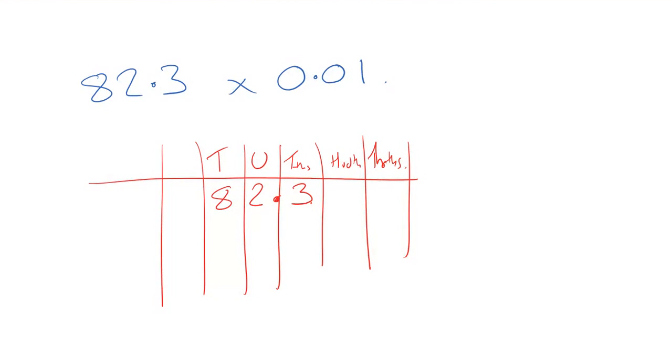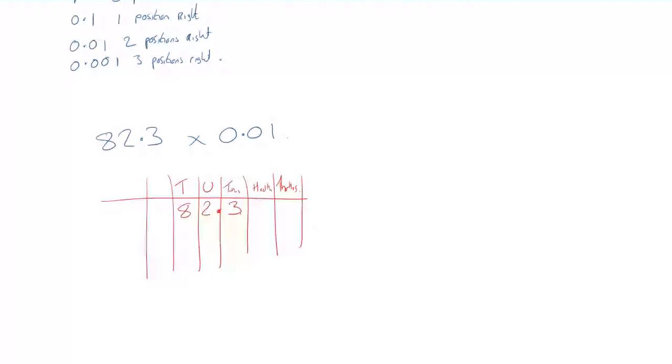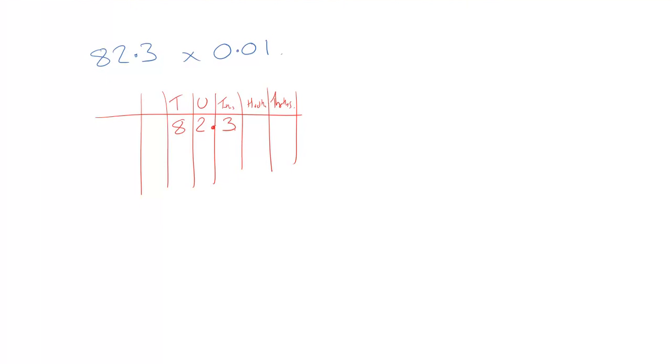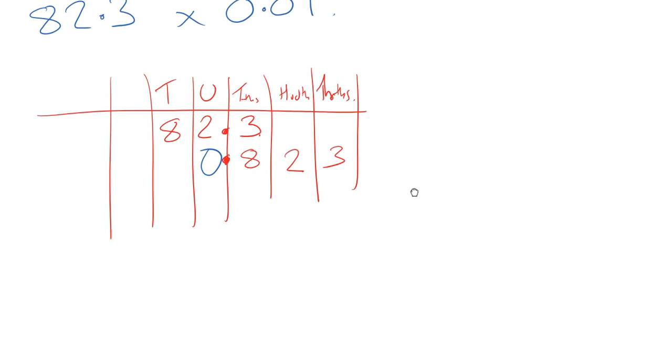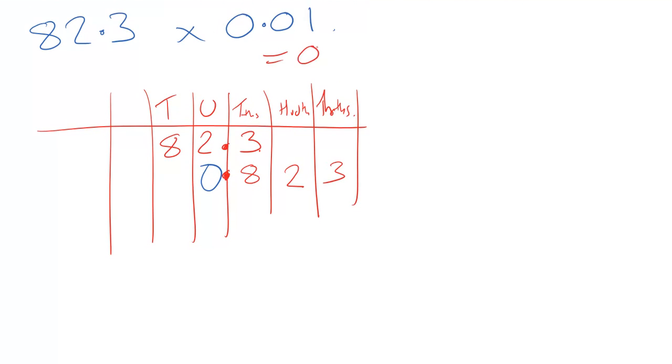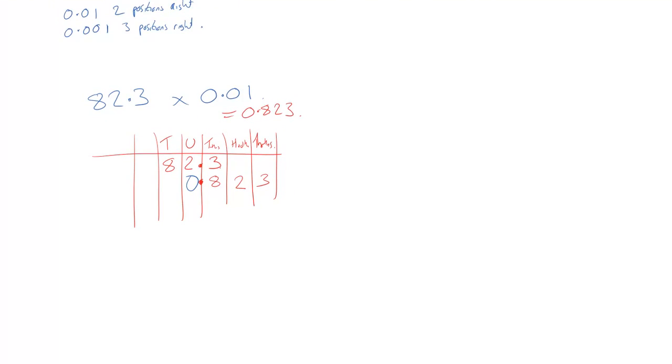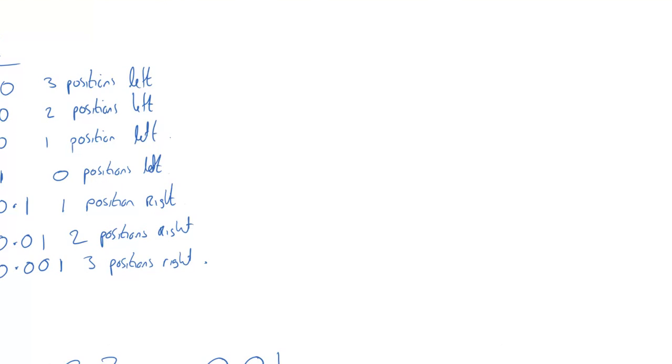So we're multiplying by a power of 10, 0.01. And if you remember, 0.01 means 2 positions to the right. So let's move them all 2 positions to the right. So the 8 is going to go there, the 2 will be there, and the 3 is going to be there. Now that decimal place stays exactly the same. Let's fill the extra space with a 0 to emphasize where we are. And we've got our answer, haven't we? It is 0.823.